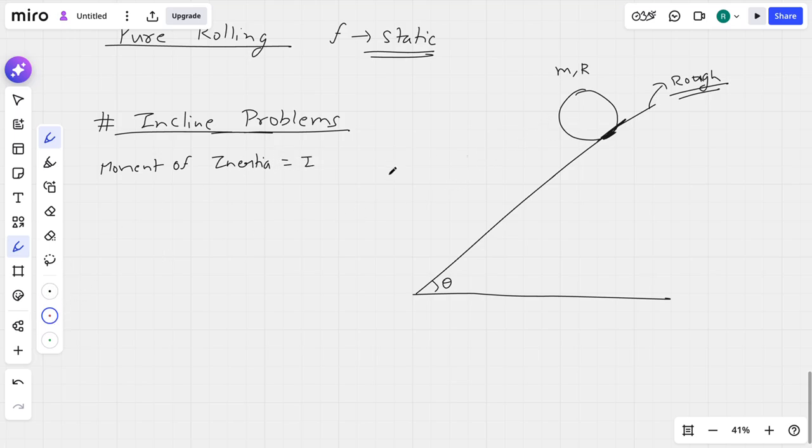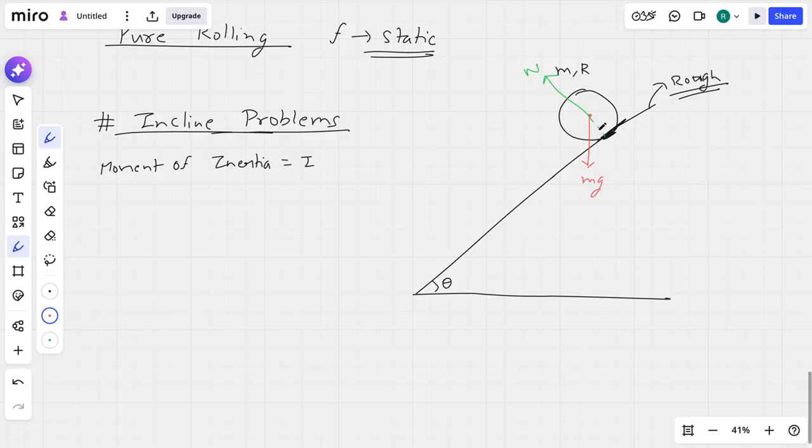What are the forces acting on this body? Let's discuss. One force acting is mg, vertically downward. Another force acting on this body is the normal force, this way.